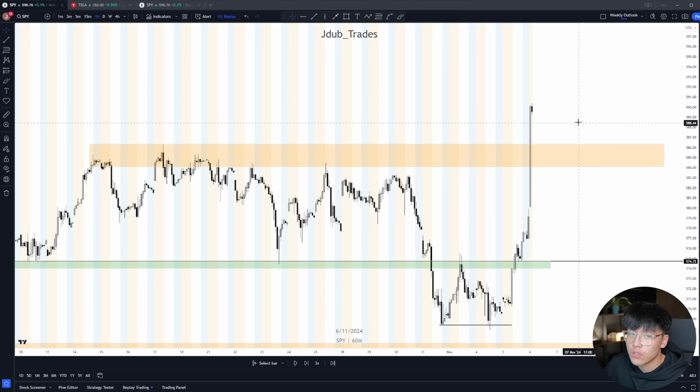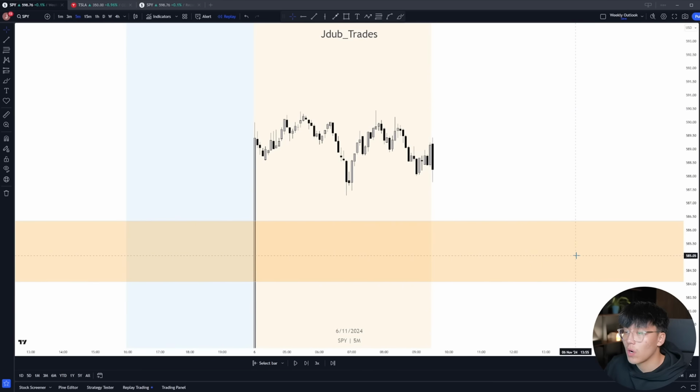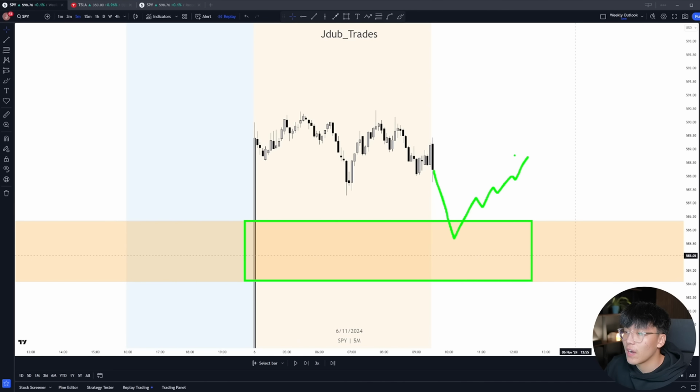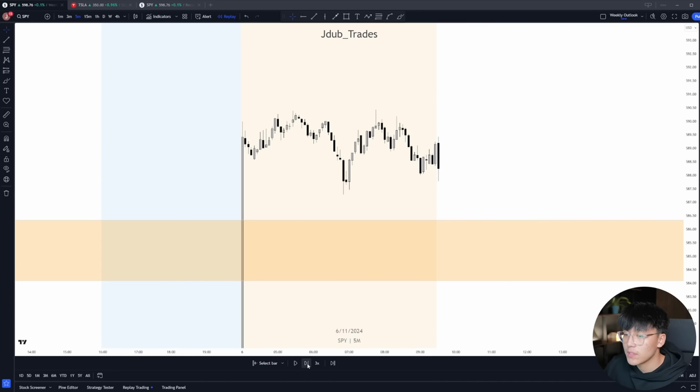So now we can go on to the lower time frames. As you can see, we're on the 5-minute chart, and based off of our higher time frame key levels, we're going to be looking for potential trade opportunities down in towards this 585, 586 key area for a move back towards the upside. So we can play out the tape here.